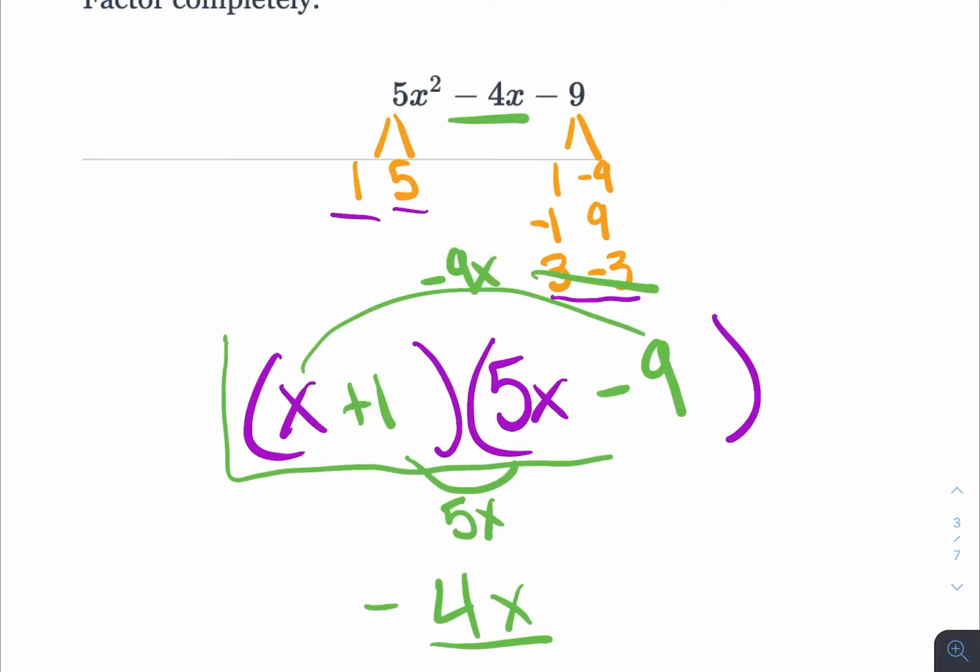Again, awesome. Took us a couple tries, but we found our factors. And our factors would be x plus 1 and 5x minus 9.